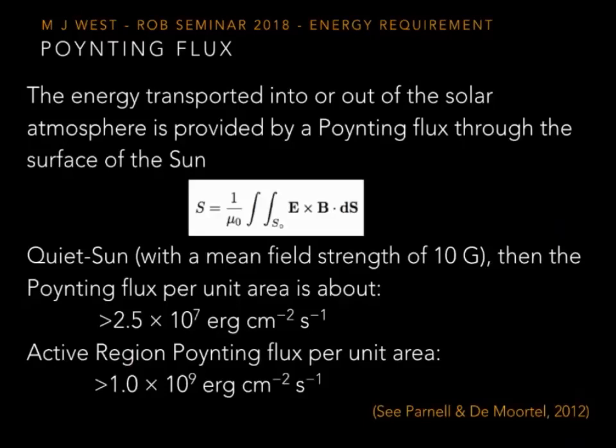You can expand this and look at the energy that's generated from the movement of magnetic fields from the lower atmosphere. From the Poynting flux per unit area, we get some estimates of the energy that's delivered from the solar surface, through the solar surface into different parts of the solar atmosphere. And we come up with these estimates here, 2.5 times 10 to the 7, again in ergs, I'm afraid, and in active regions, 1 times 10 to the 9.